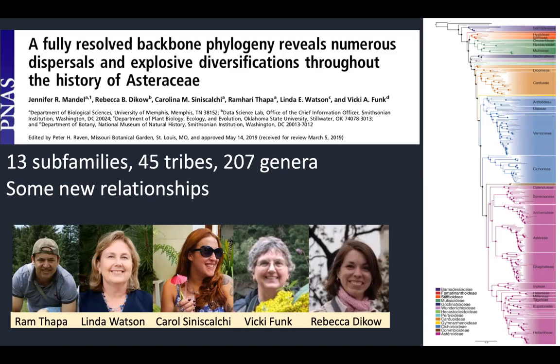So in a paper we published in 2019 in Proceedings of the National Academy of Sciences, or PNAS, we had 13 subfamilies, 45 tribes, we were missing 2 tribes, Polymnieae and Feddeae, and 207 genera. And we found a lot of new relationships. We found a lot of things we knew about, and then we found a lot of novel evolutionary relationships. For example, as I mentioned, Chicorioideae remained non-monophyletic. The Cardioideae also remained non-monophyletic.